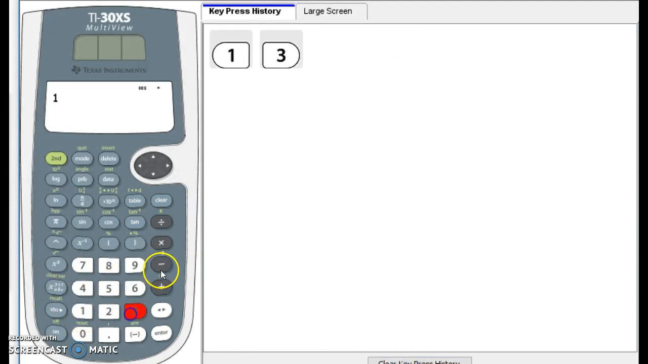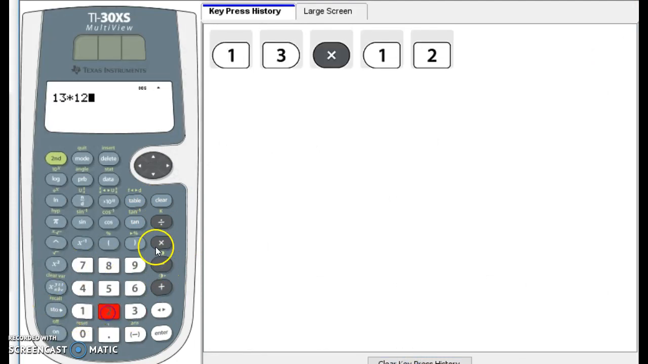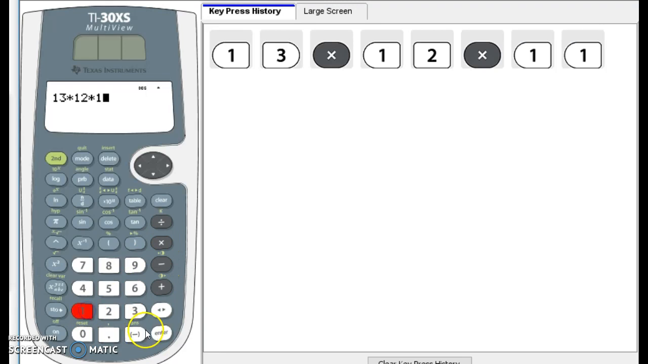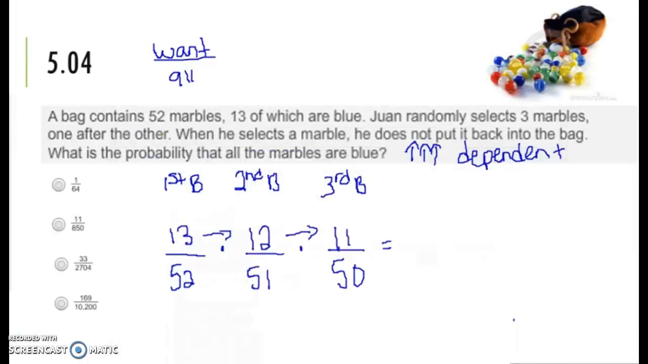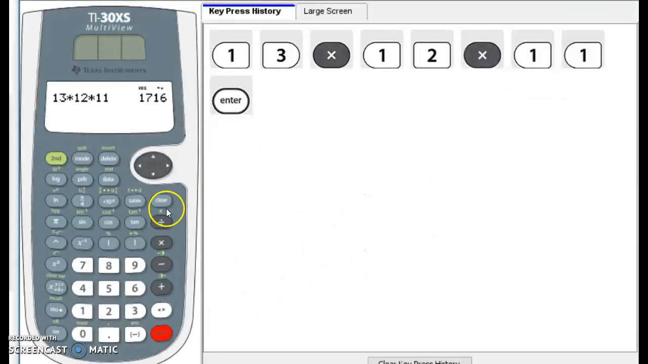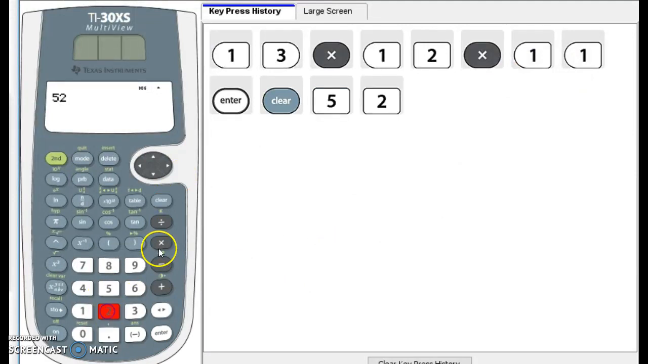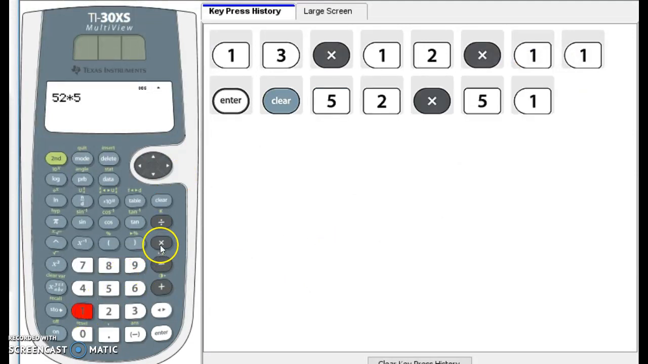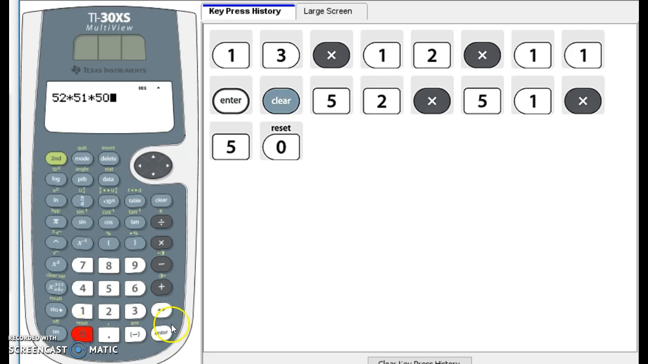So 13 times 12 times 11 is 1,716. And then I would multiply the bottom straight across. 52 times 51 times 50. And that's 132,600.